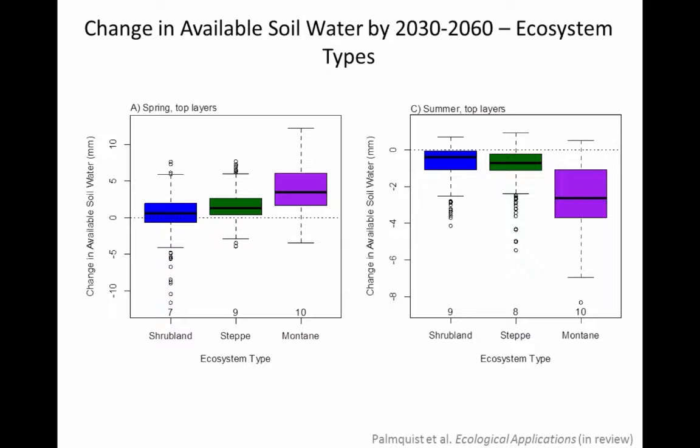What you can see, the black line is the median, and gives a sense of the average change in soil water for shrublands. The box and whiskers indicate the range of responses for that same ecosystem type. Similar to the last set of figures I showed you, soil water in the spring months is going to go up, but particularly so for the montane sagebrush sites that occur at higher elevations. In contrast, soil water will decrease in the summer months, and especially so, again, for the high elevation montane sites.